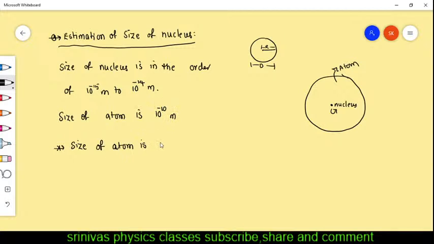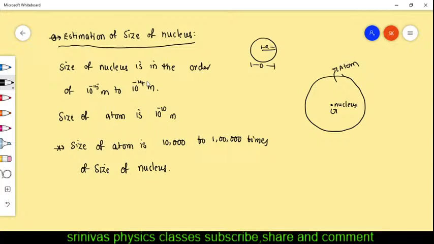The size of the atom is 10,000 to 1 lakh times the size of the nucleus. That much smaller is the nucleus size. The size of the atom is 10,000 to 1 lakh times the size of the nucleus.